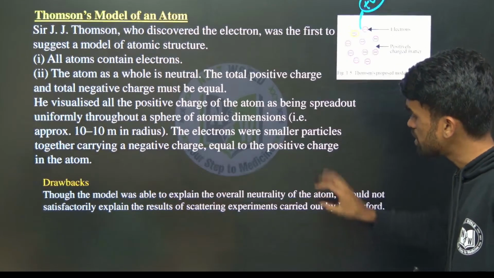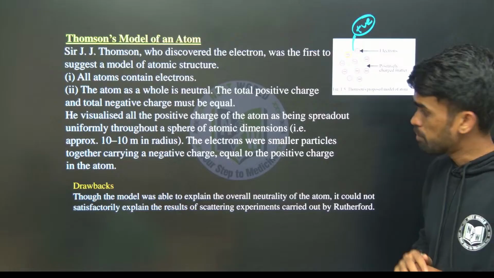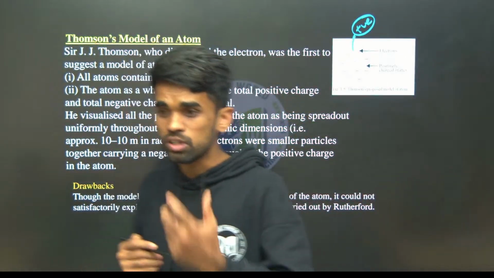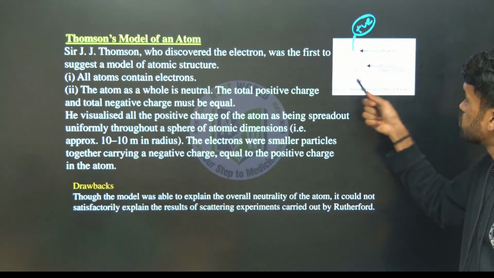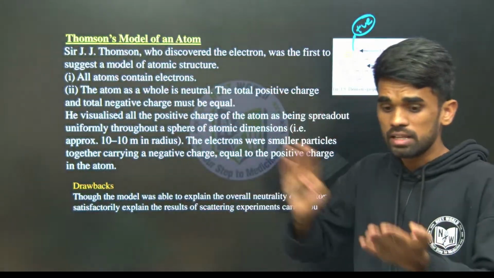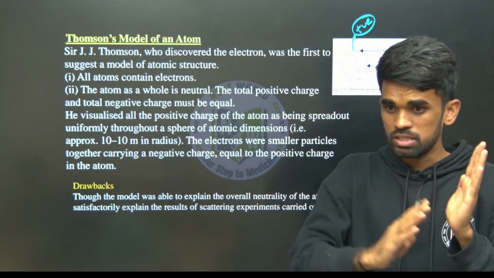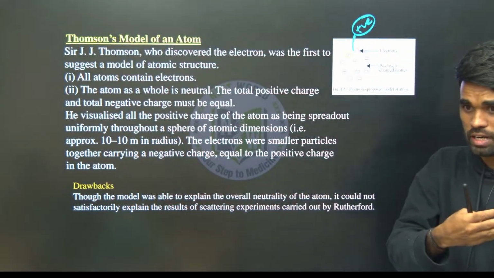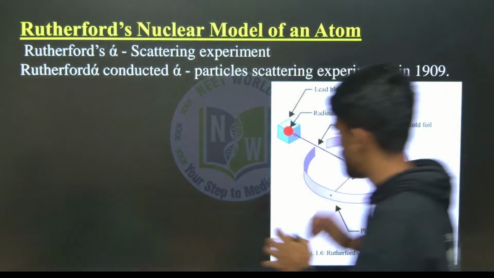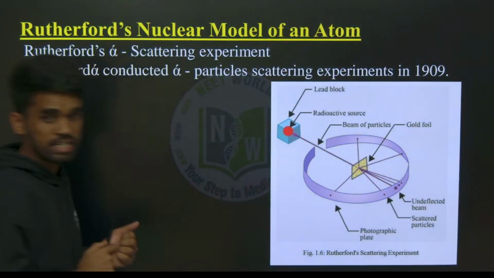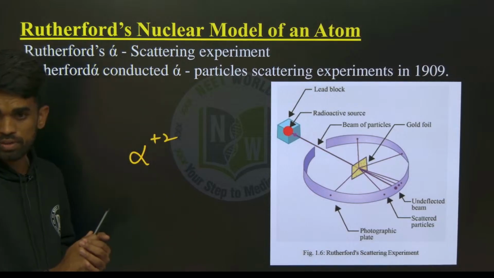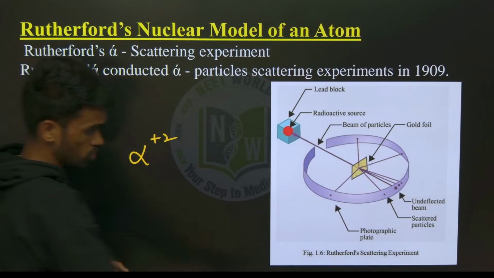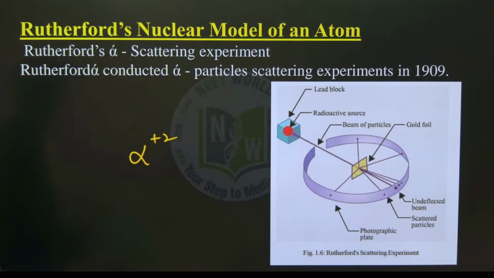So this is what Thomson's atomic model says, but later it failed when Rutherford came. Why did it fail? Because he said that throughout the atom the positive charge is spread, distributed. But later Rutherford came with the alpha scattering experiment. What is the charge of an alpha particle? +2, we told. This is the drawback of the model. What is the drawback? See here.